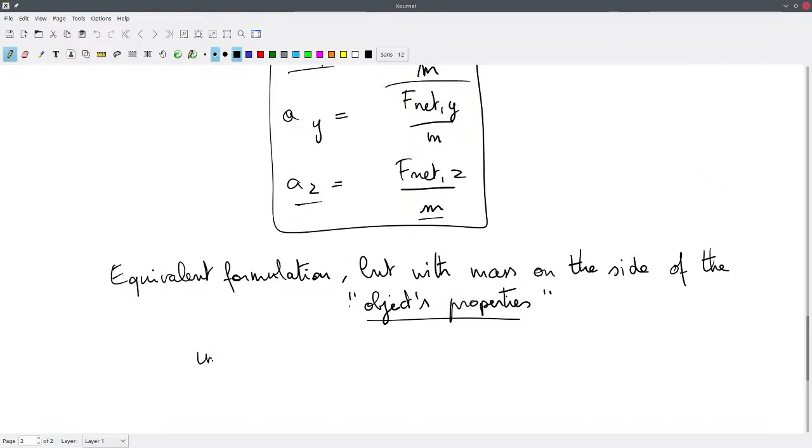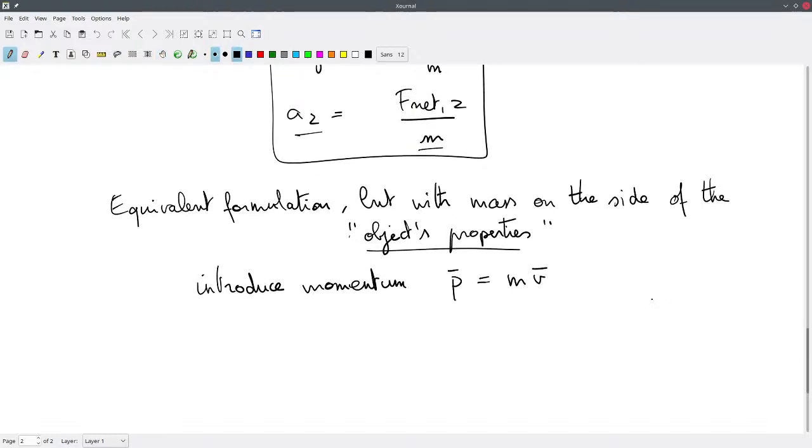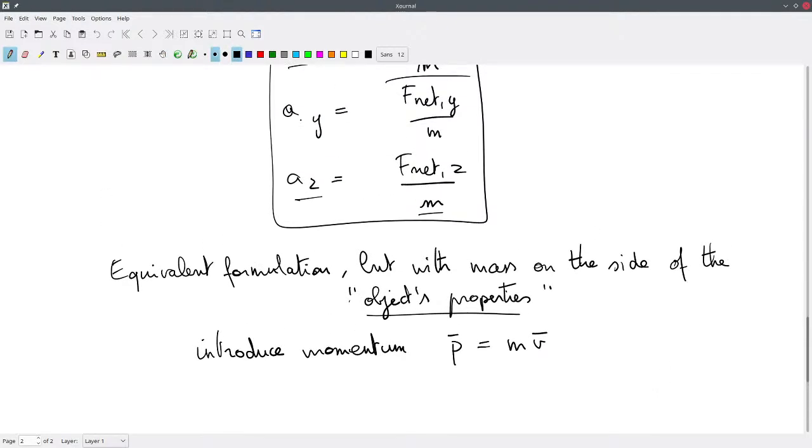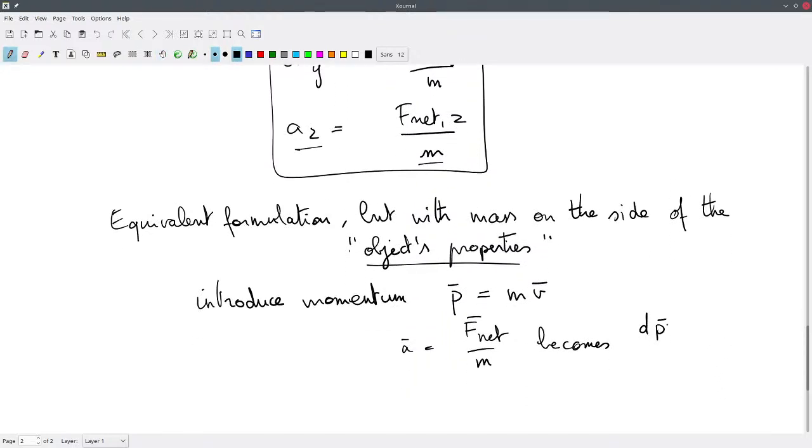So what we'll introduce is the momentum, which is again a vector quantity, which is m times v. So the mass of the object times the velocity of the object will be the momentum. And then our expression here, which was a equals F net over m, now becomes that the change in momentum over time is equal to the net force.